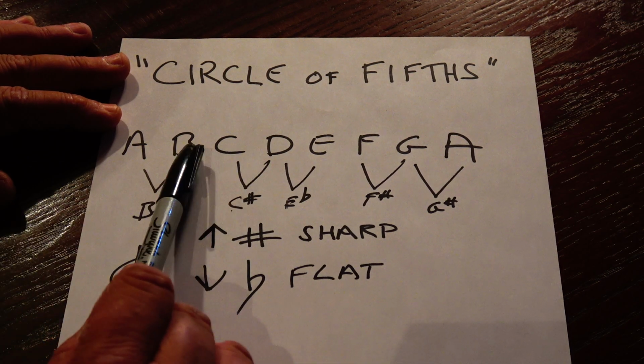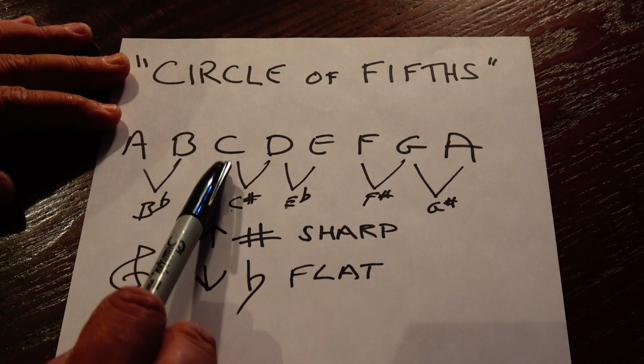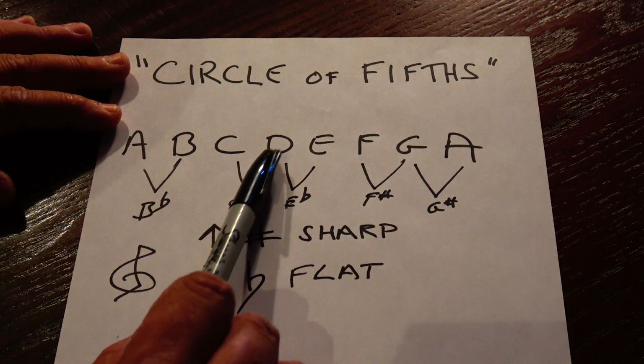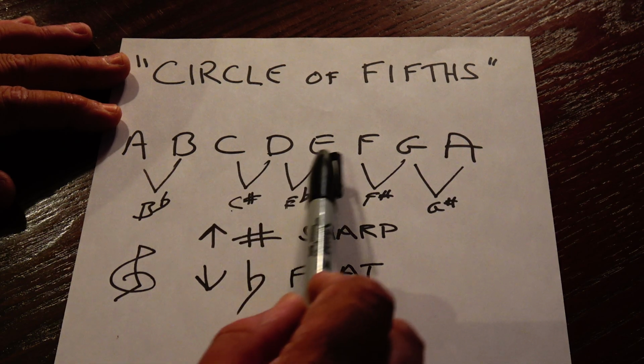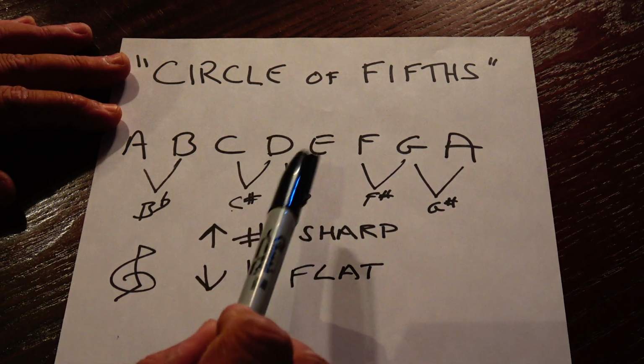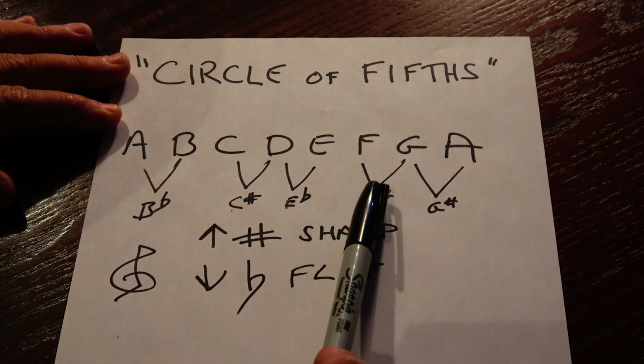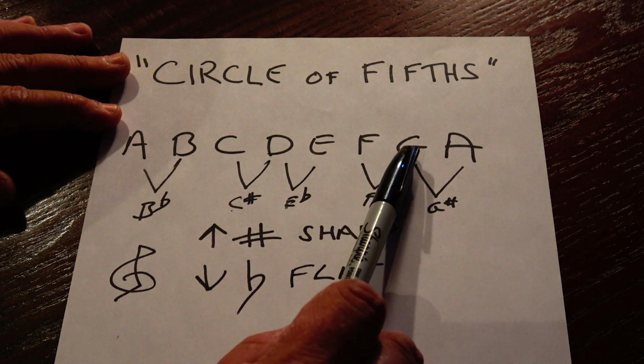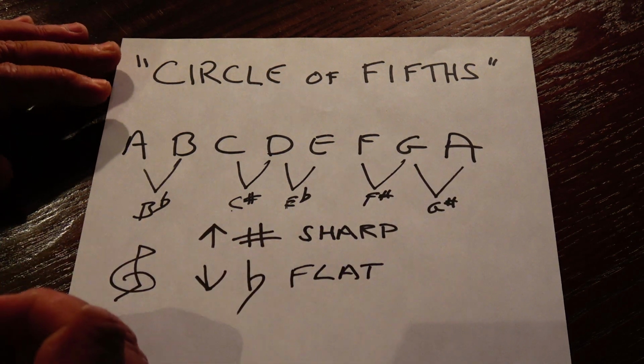Then between B and C, there's nothing. Then C moves up to be C sharp, and then a D, and then D moves up to be E flat, or D sharp, either one, but it's called E flat. Nothing between E and F, and then F moves up to be F sharp, G, G sharp, A.